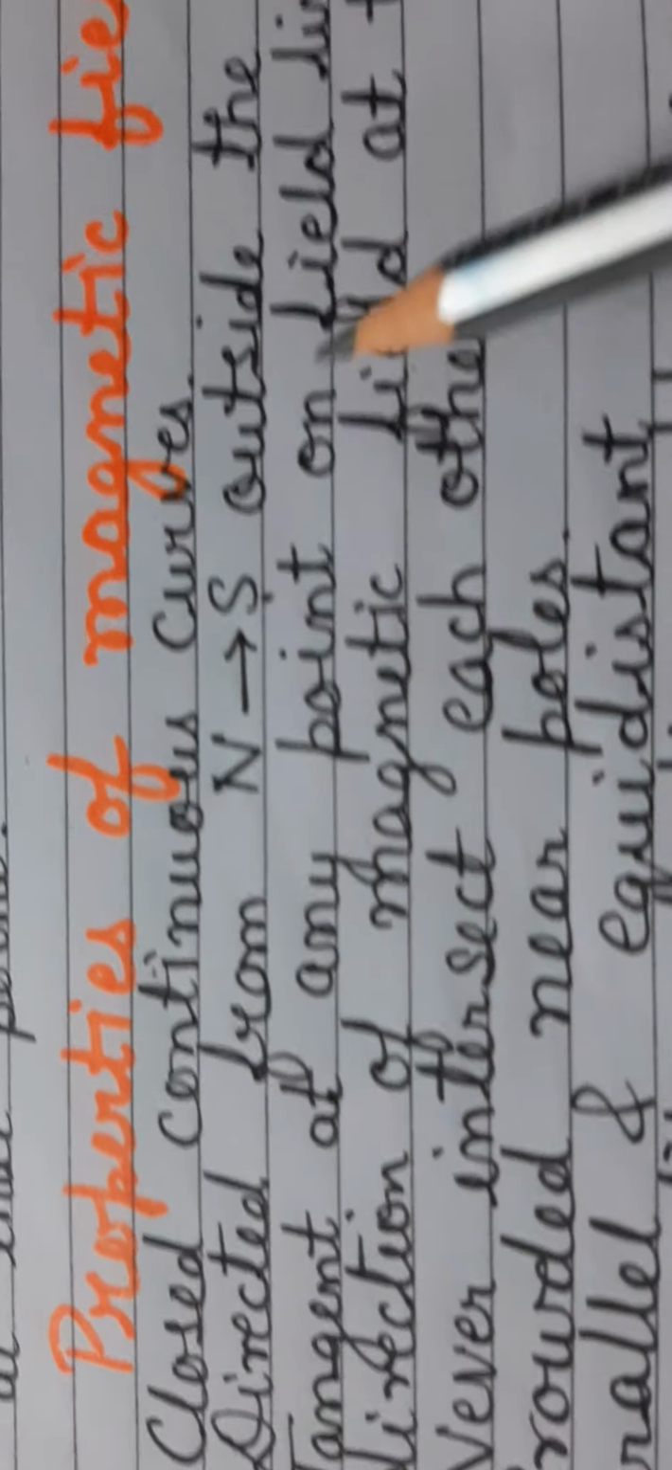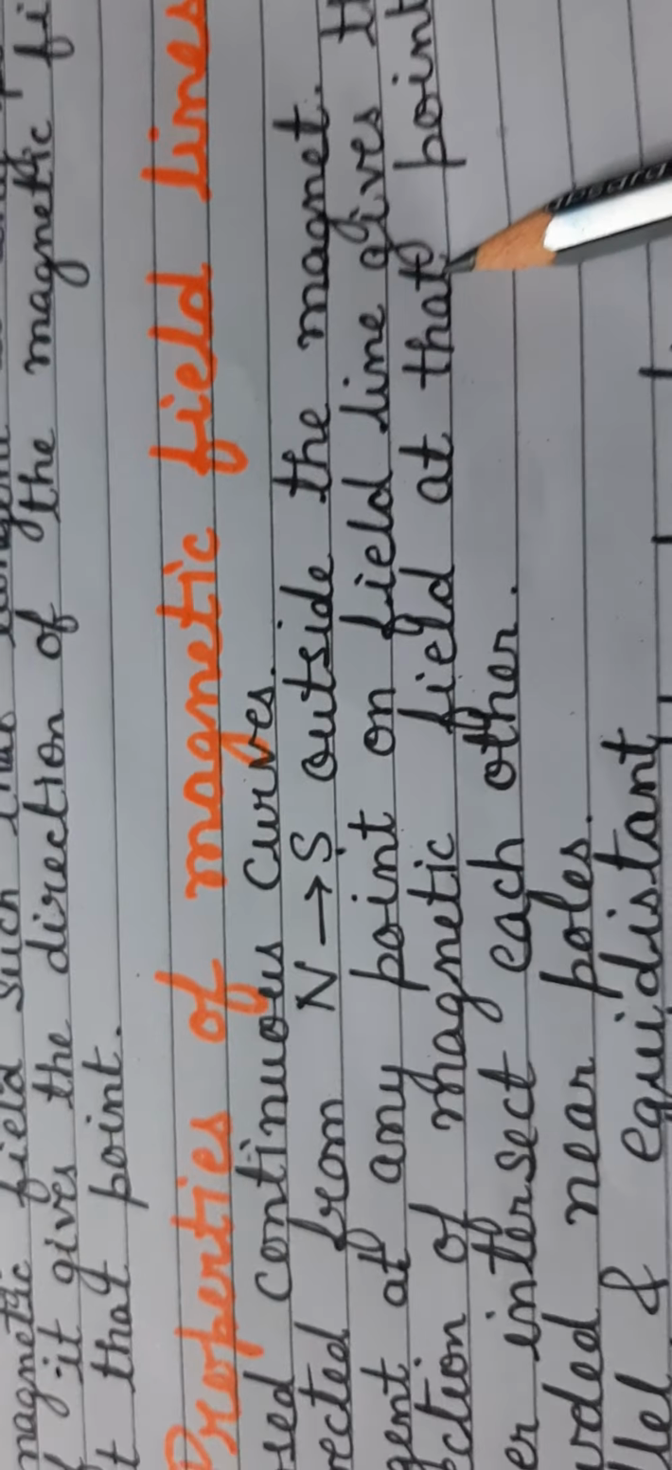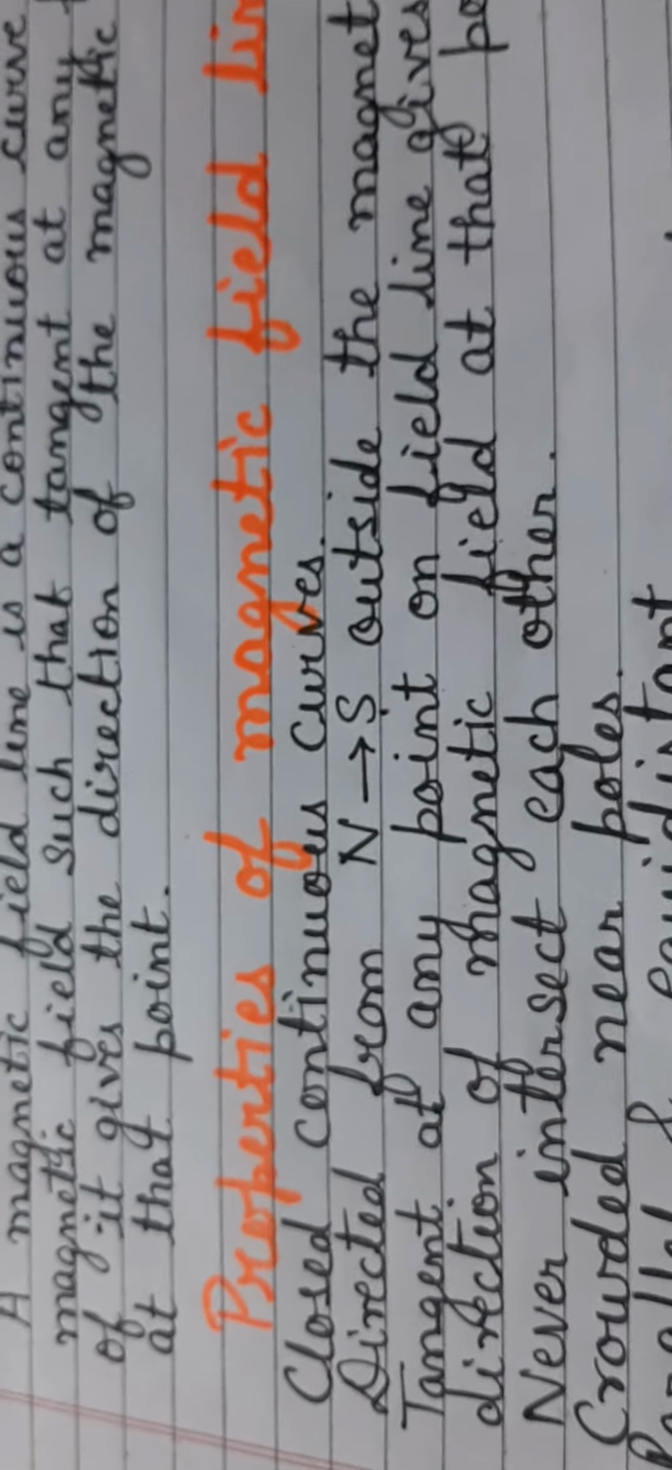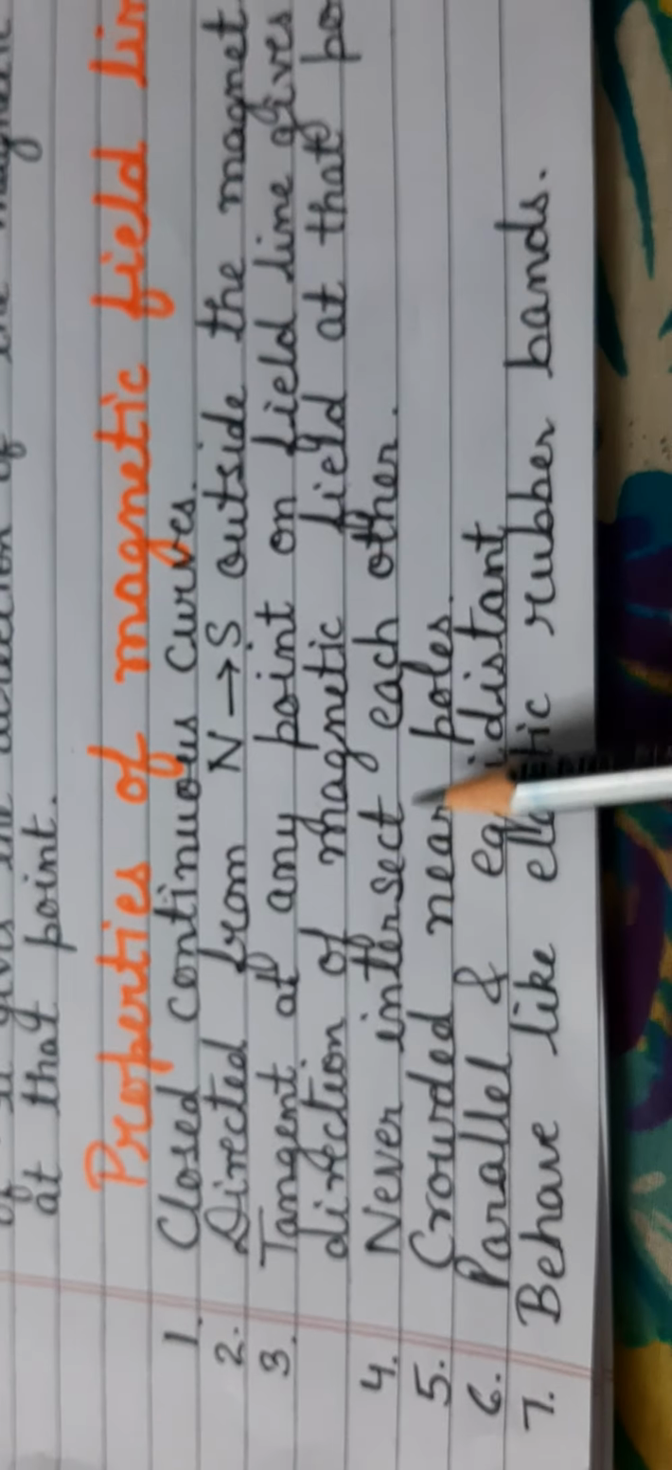Okay, and the third point: when I draw a tangent at any point on the field line, it gives the direction of the magnetic field at that particular point. So that is point number 3. Point 4, they never intersect each other.